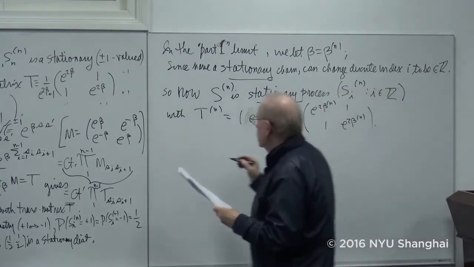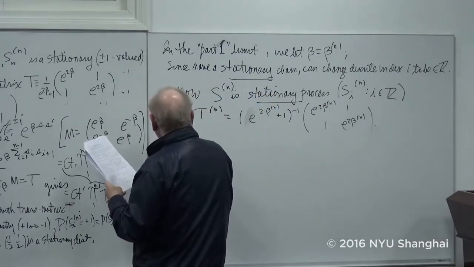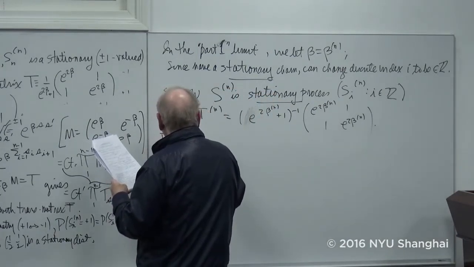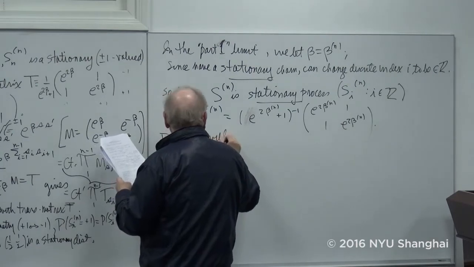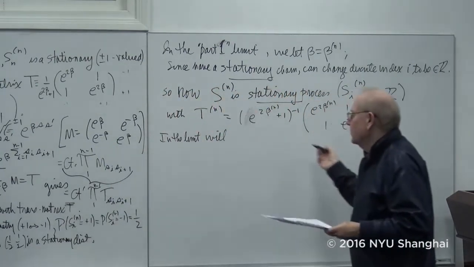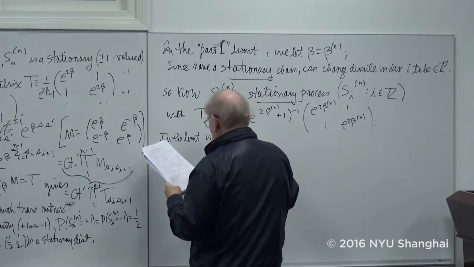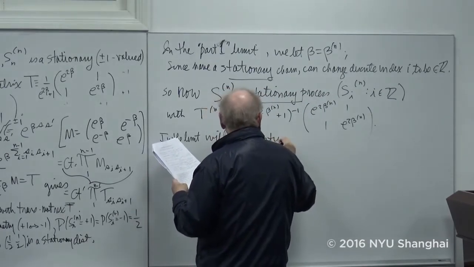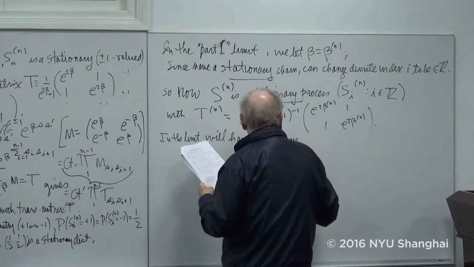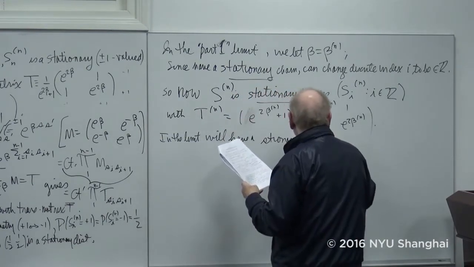So in the limit, I'm just saying what we expect to get, and then we'll talk about that after the break. In the limit, we'll have a stationary process in continuous time, still with plus or minus one values.